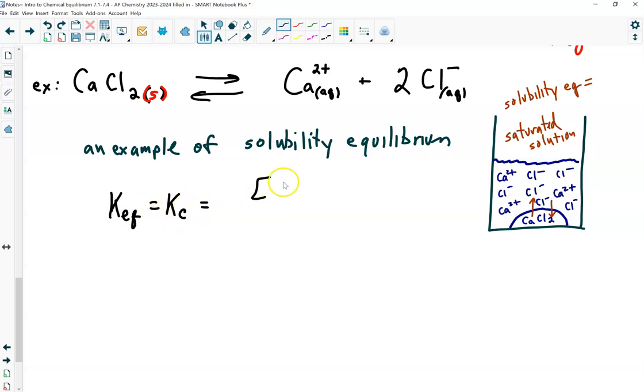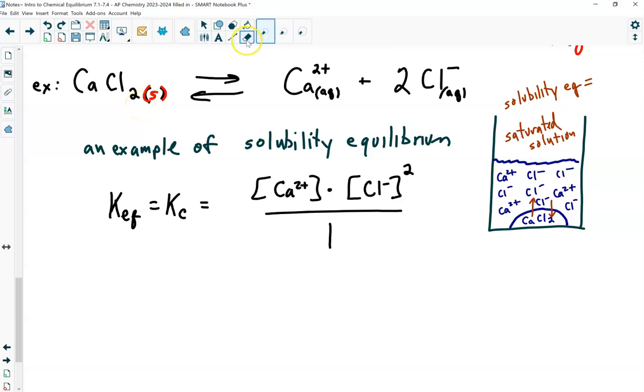It's going to be the concentration of calcium ion raised to the first power times the concentration of chloride ion squared over 1, because this is a pure solid, and because it's over 1, you don't really even have to write the 1. And so if I want to know the value of this equilibrium constant, I would just have to measure the calcium ion concentration and the chloride ion concentration and plug those values in, and I would get the value of the equilibrium constant.